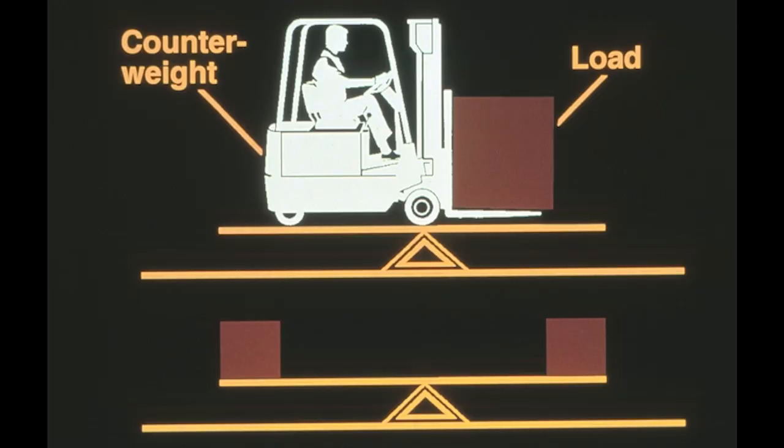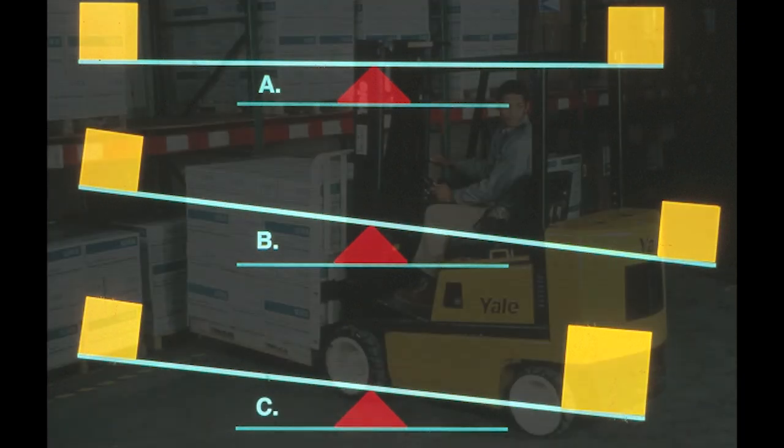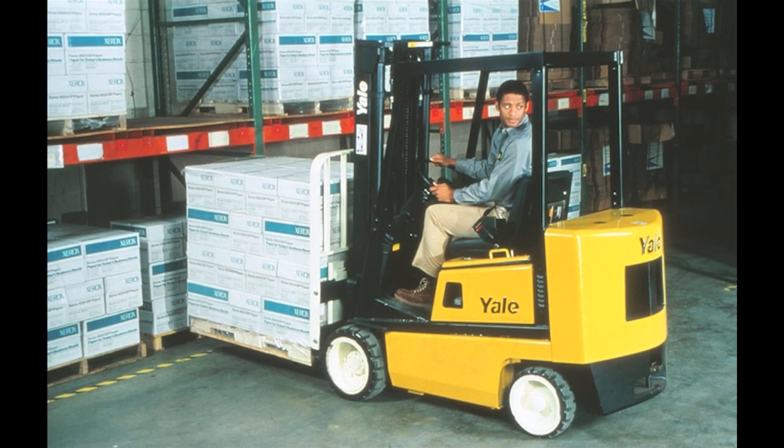Lift truck balance can best be understood if you think of a seesaw. In diagram A, two boxes of the same weight are placed the same distance from the middle of a seesaw in perfect balance. In diagram B, one of the boxes is moved further from the center of the seesaw, disrupting the seesaw's balance and causing one box to go up. In diagram C, a heavier box is placed on one end of the seesaw, the same distance away from the center as the smaller box. This shifts the balance. The same thing can happen to a lift truck.